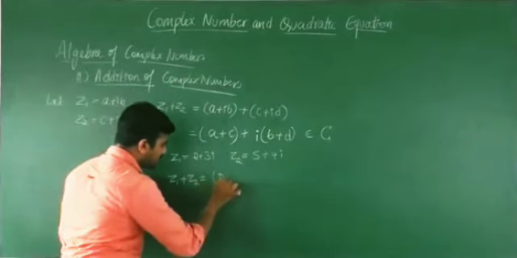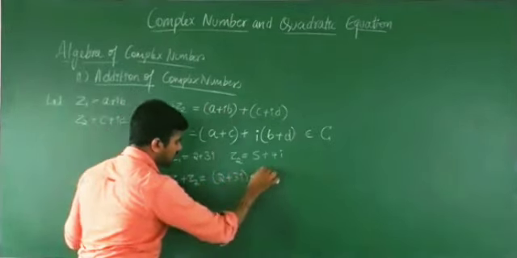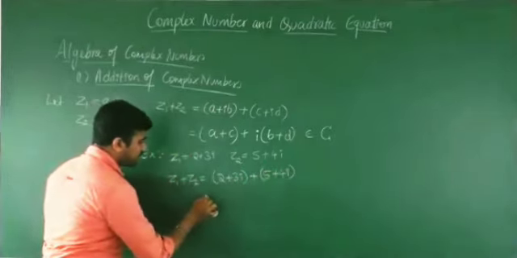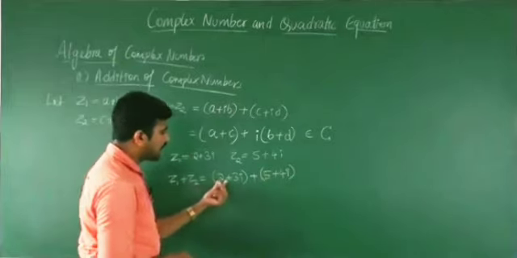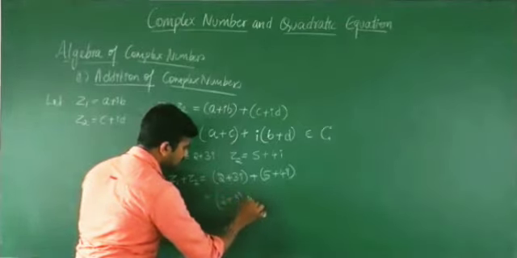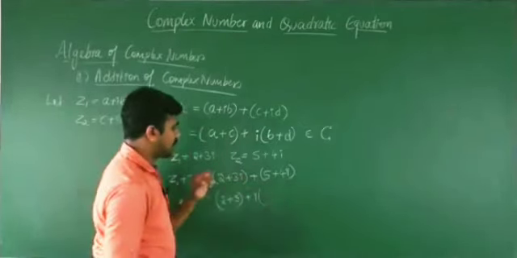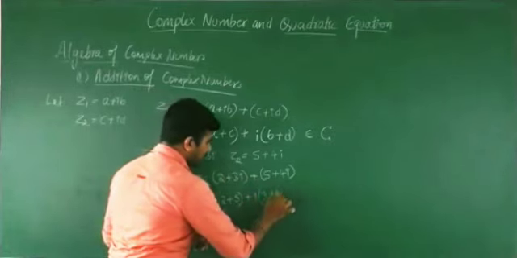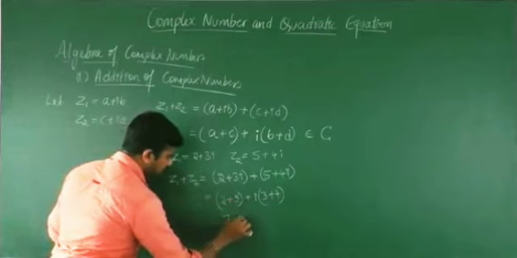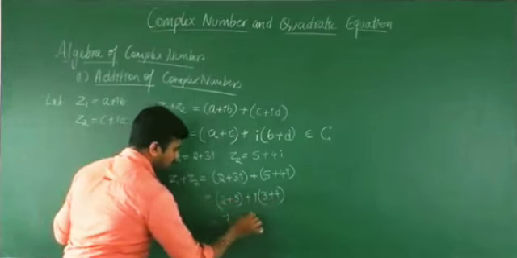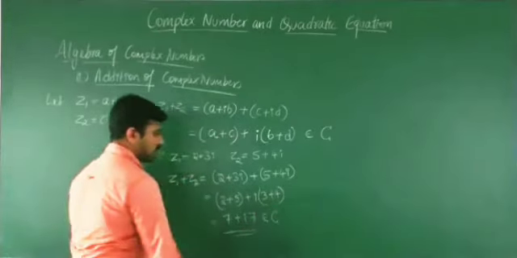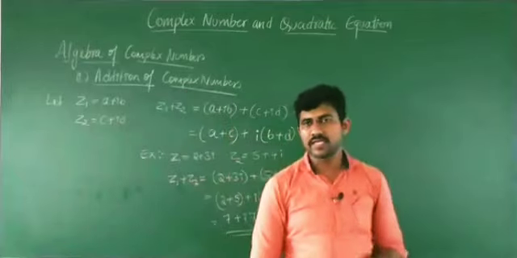That means 2 plus 3i plus Z2, which is 5 plus 4i. This value I need to find. So how to add? I need to add the real parts of the complex numbers together, that is 2 plus 5, plus i into the imaginary parts added, that is 3 plus 4. So 2 plus 5 is 7, plus i into 3 plus 4 is 7. Clearly the result obtained is also a complex number. So this is one example.